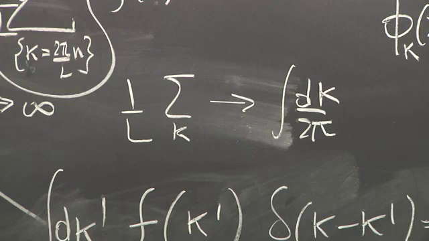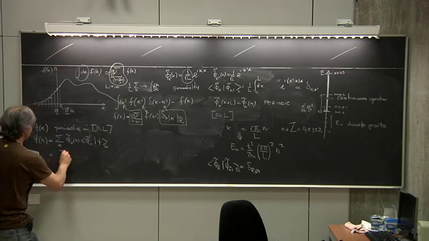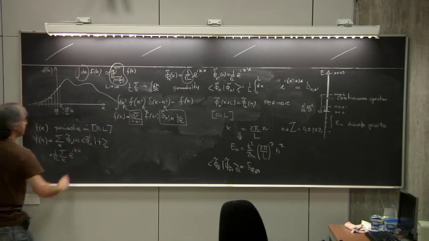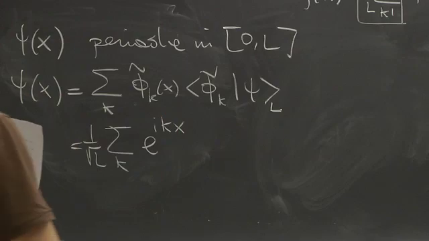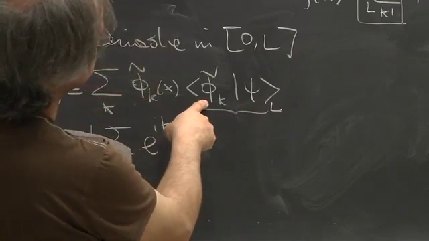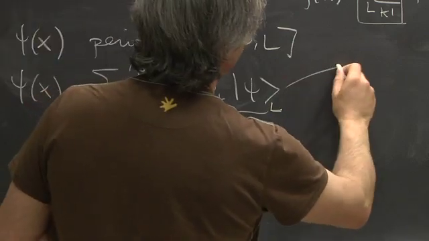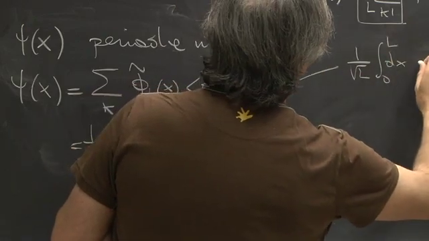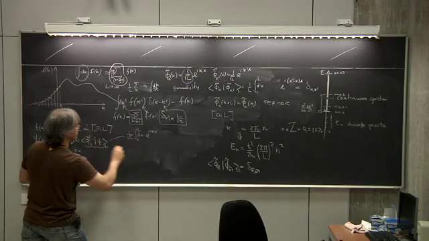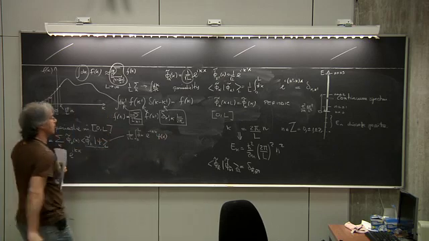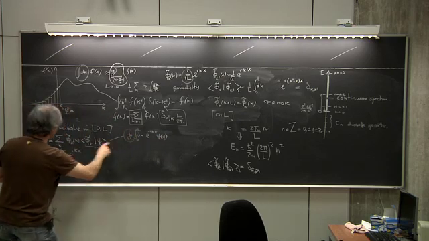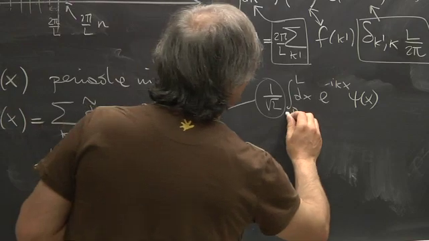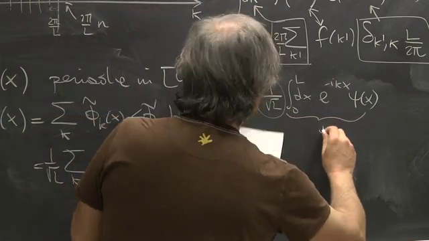So there is a 1 over square root of L from here. I write this as the sum over k, 1 over square root of L, e to the i k x. This is phi tilde. And what about this? Well, this also has a 1 over square root of L, because this is, remind you, 1 over square root of L, integral from 0 to L, e to the minus i k x times psi of x. So let me put this extra 1 over square root of L also out. I write this as 1 over square root of L times this object, and I call this psi of k.